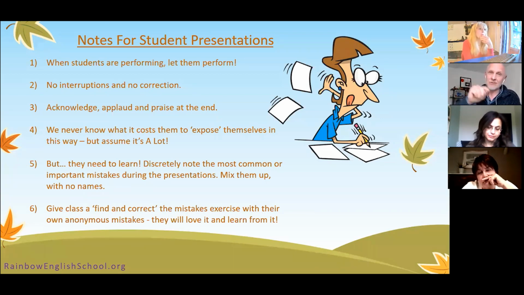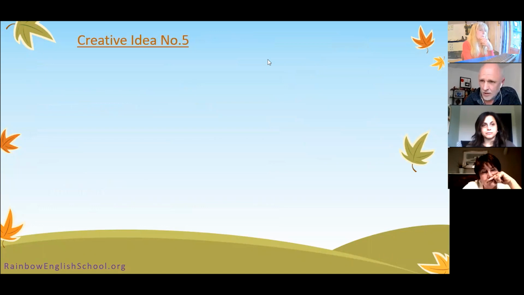If they say that was my mistake, that means they are totally open to correcting that mistake, and they will remember it with pleasure, and they will associate making mistakes with opportunities to learn and grow. So that's a massive objective for me. So those are my notes for students, and now I'm on to number 5.